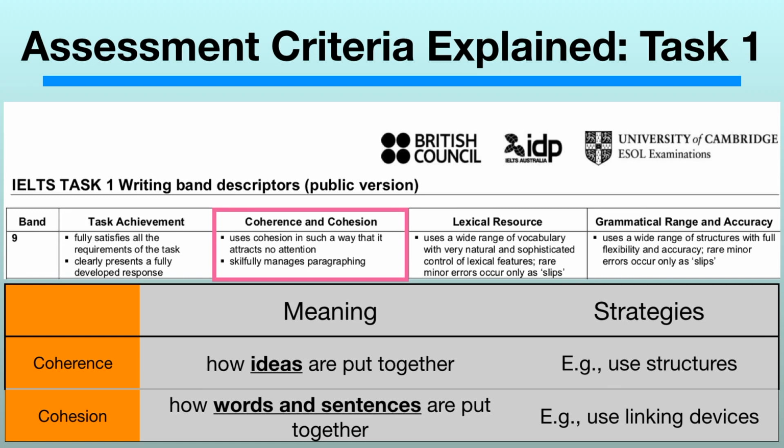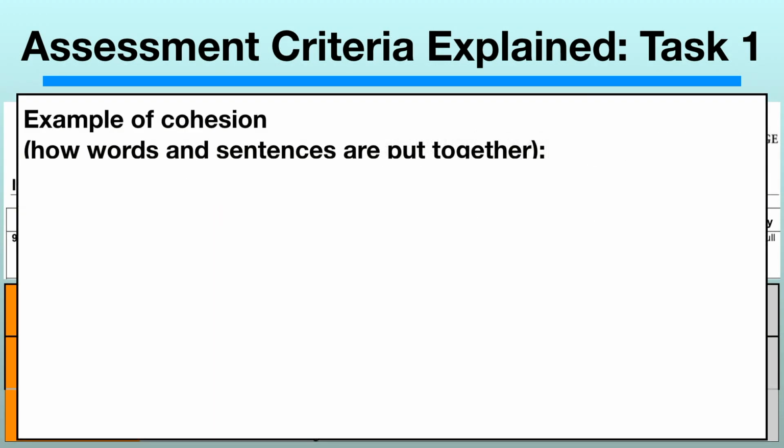Unlike coherence, cohesion means how words and sentences are put together. One of the strategies you can adopt is the use of linking devices. An example of a linking device is "in stark contrast". You use it to connect 2 sentences which significantly contrast each other.